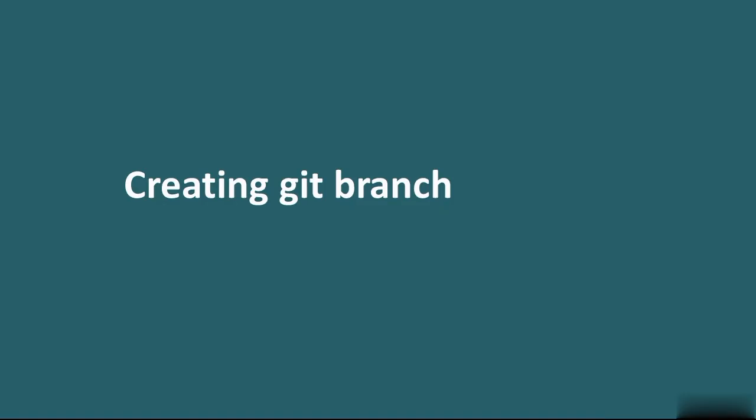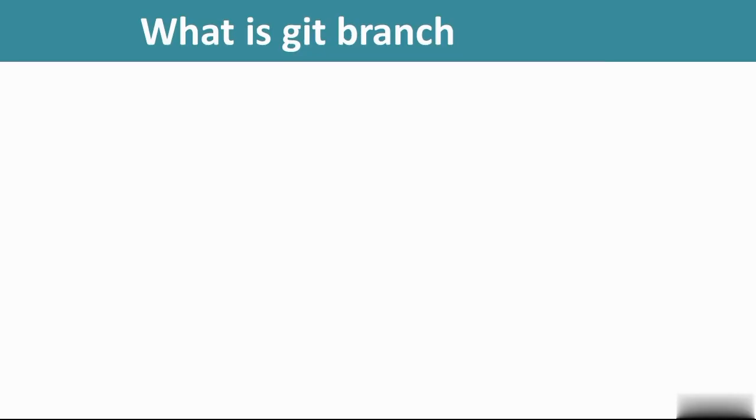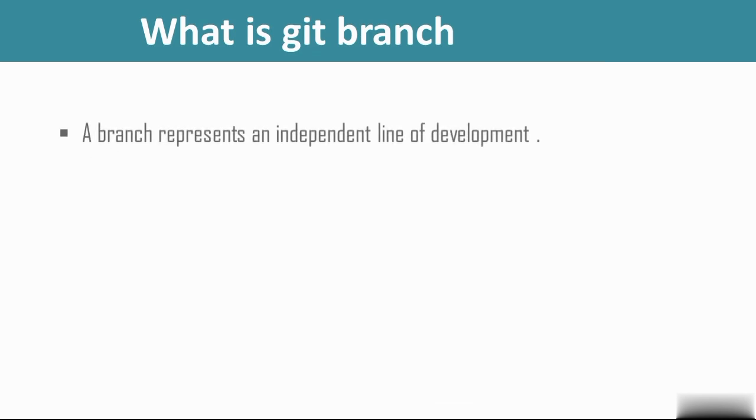In this lecture, I'm going to walk you through how to create a Git branch. What is a Git branch? A Git branch basically represents an independent line of development.